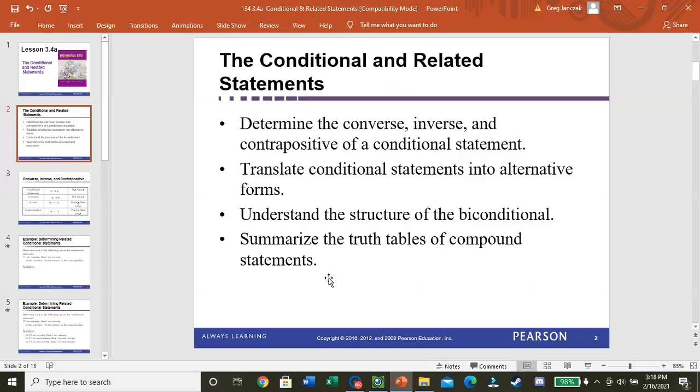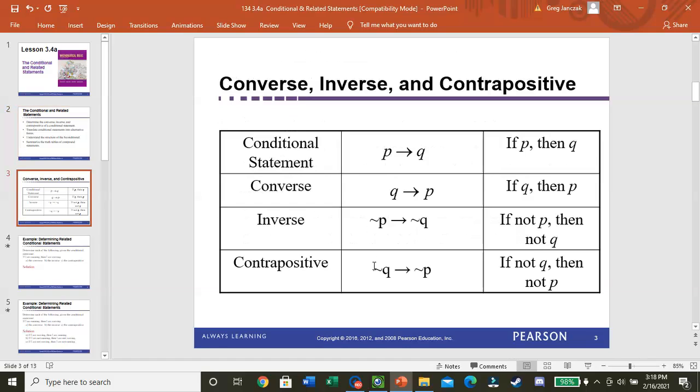The objectives are we're going to determine the converse, inverse, and contrapositive of a conditional statement, translate conditional statements into alternative forms, understand the structure of biconditional statements, and summarize the truth tables of compound statements.